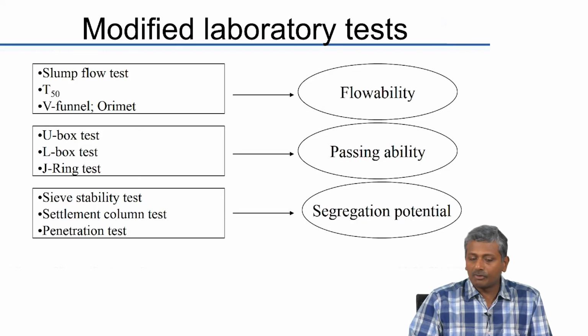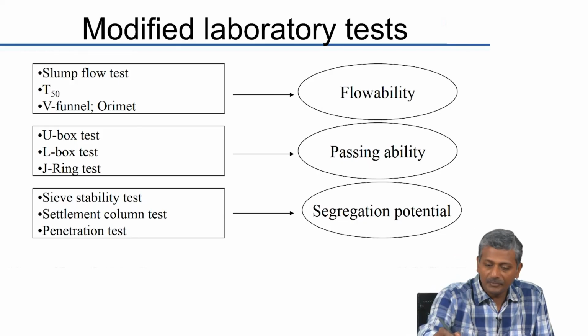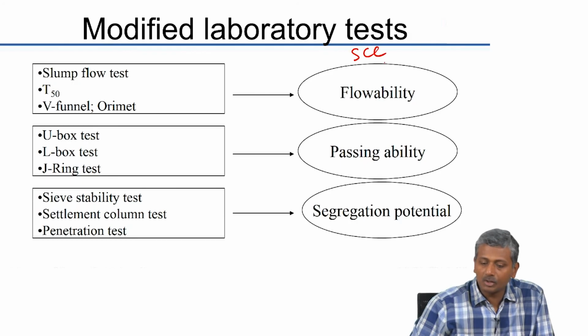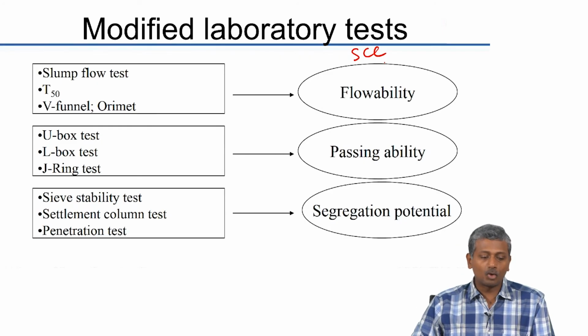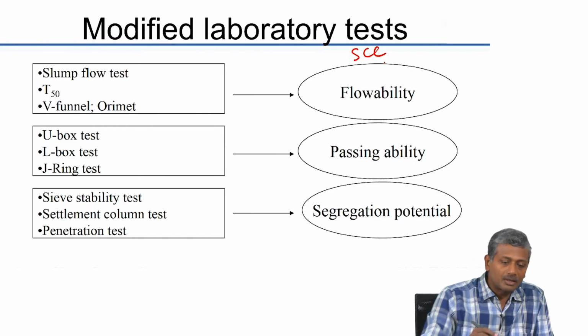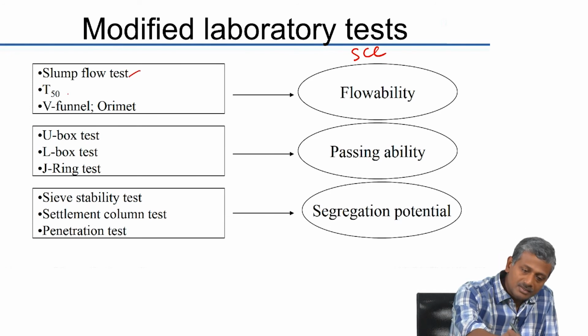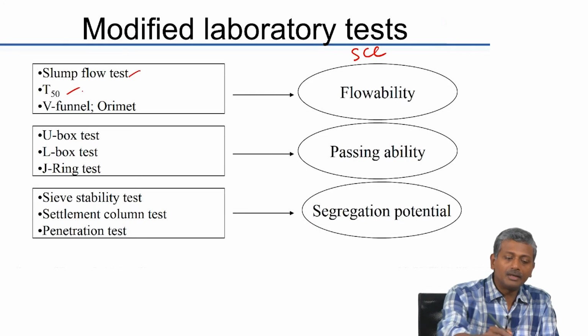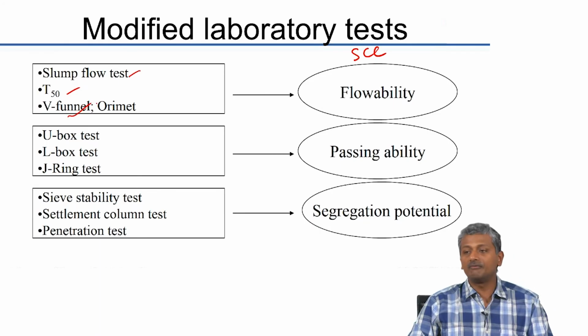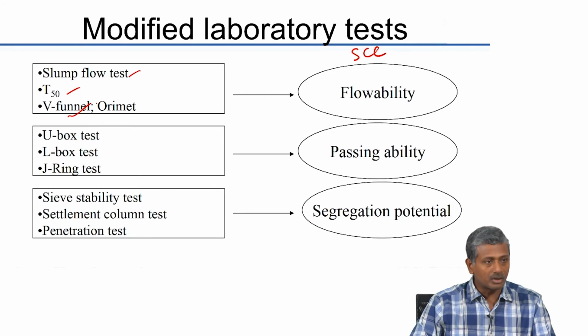So, if you apply this to SCC, there are 3 primary characteristics that you need to measure: flowability, passing ability and segregation potential. In terms of flowability, you can measure it using the slump flow test. In the slump flow test itself, there is another parameter called T50; we will talk about that in just a minute. And then you have a flow test through a funnel, which is called the V funnel test, or sometimes there is an alternative test called the rheometer test that is also used.